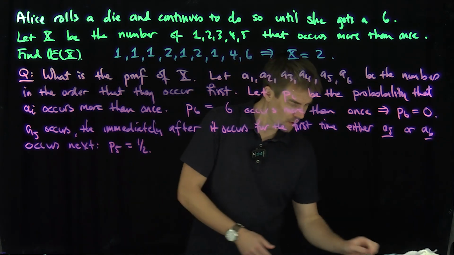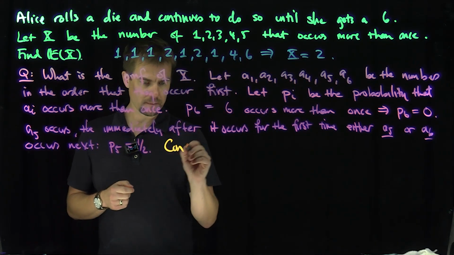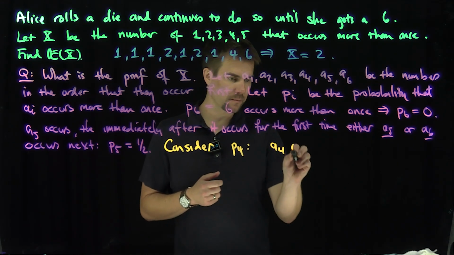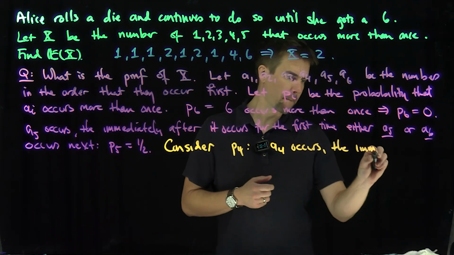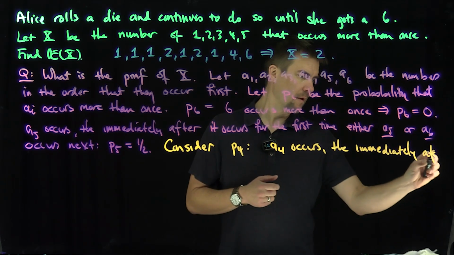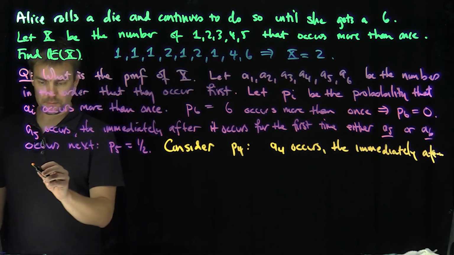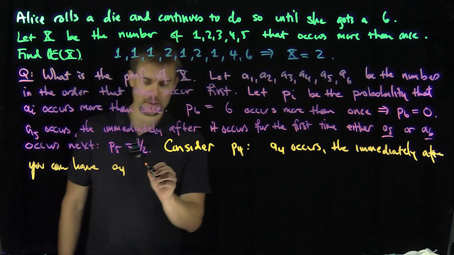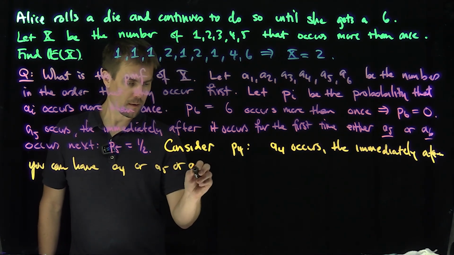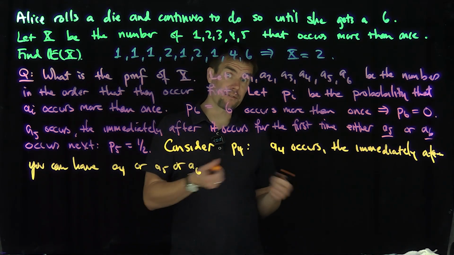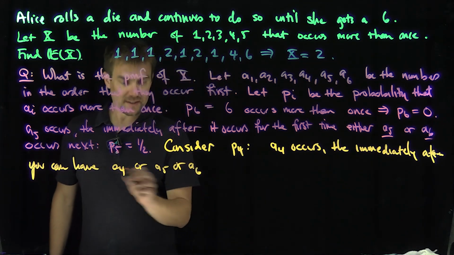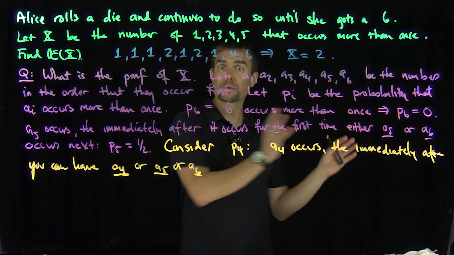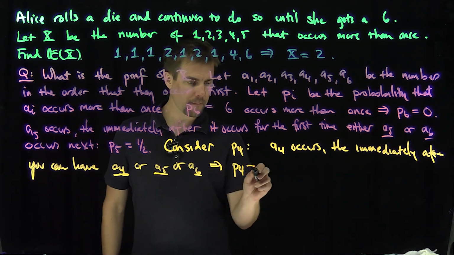Now think what happens with P4. With P4, consider now A4 occurs. Then immediately after, what can happen? You can either have A4 or A5 or A6. That's the order in which they occurred, right? After A4, you can get A5 or A6. So of course, by symmetry now, you have 3 of these things, and more likely you're going to be in the A4 situation, because those are later on, so it's 2/3 likely, right? So this implies that P4 is 2/3.